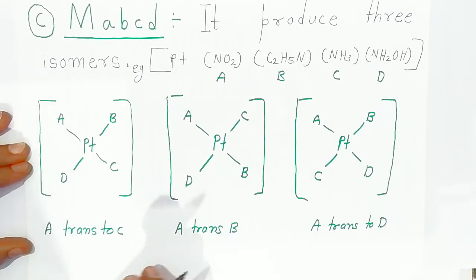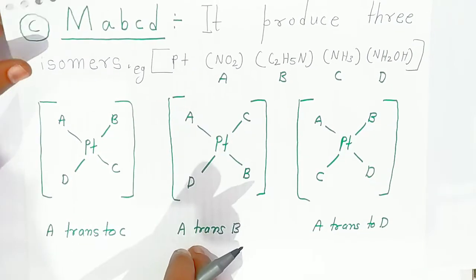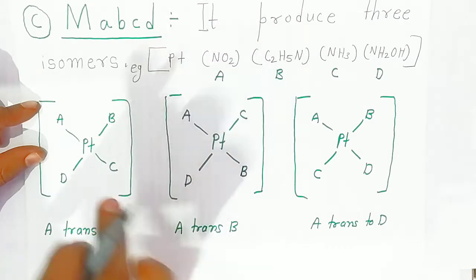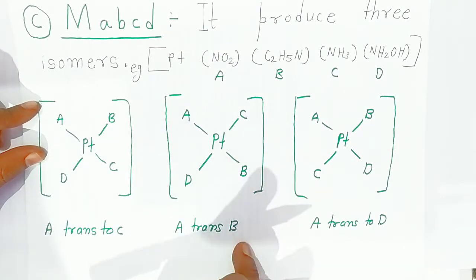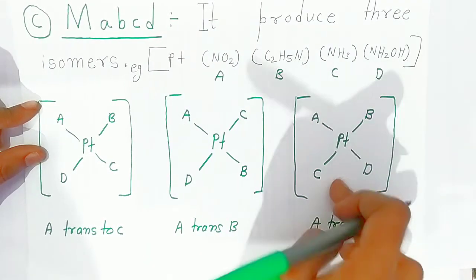So you can write the isomers A trans to B. This is very important, students. For an examination they are asking a question on this: write down the isomers of this complex. So this way you have to write the structure. A trans to B, you have to write this isomer. A trans to D, you have to write this structure.